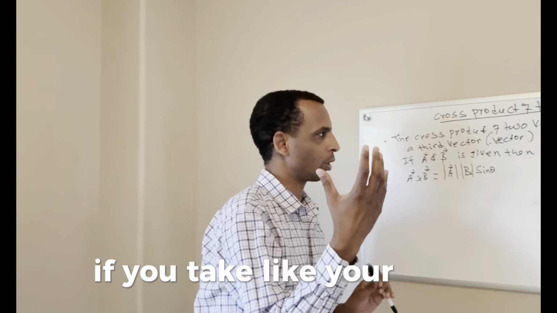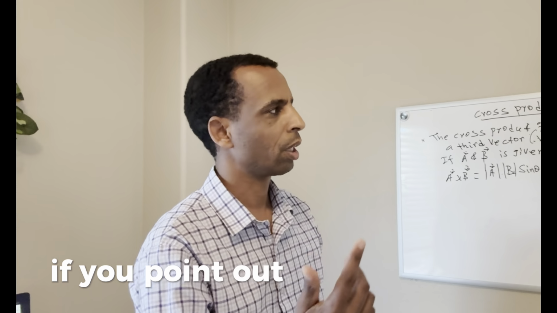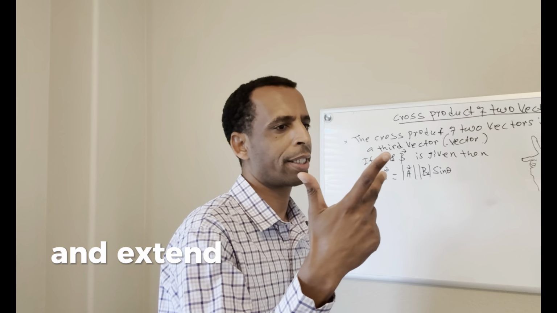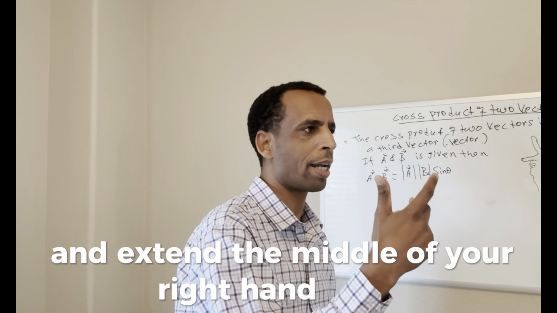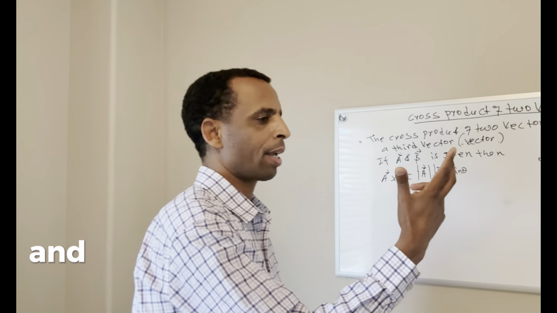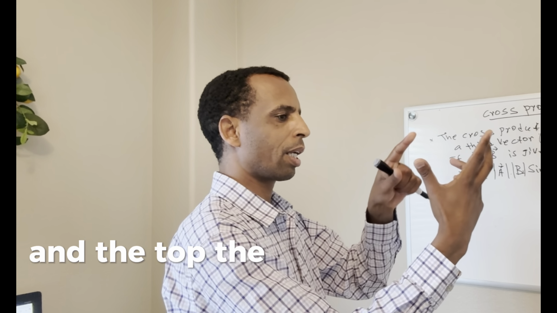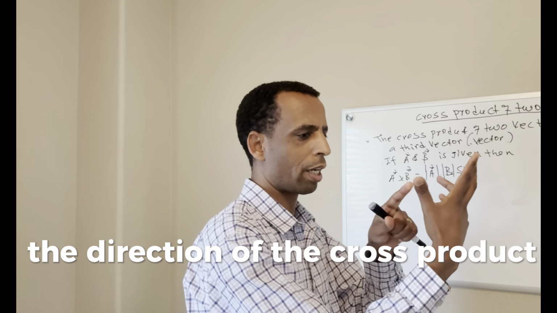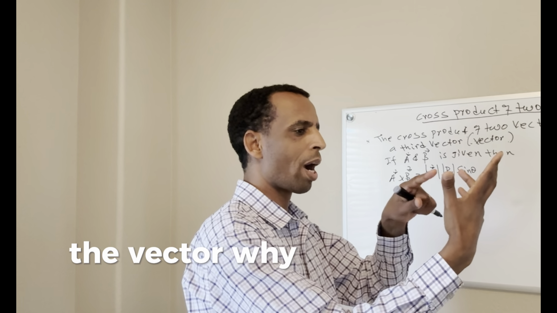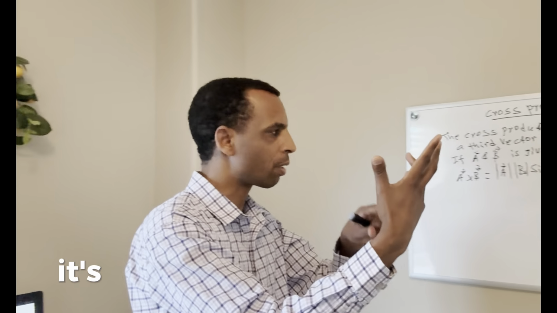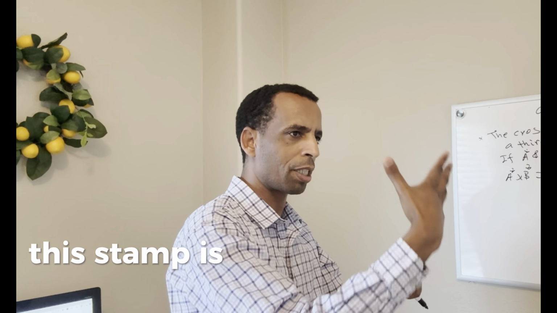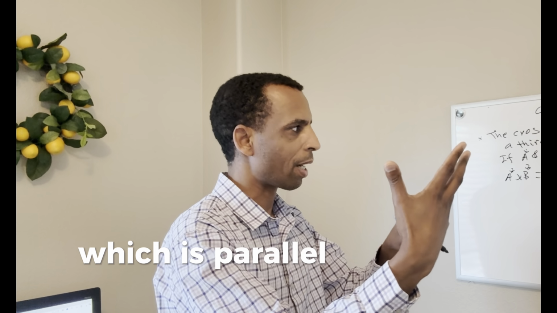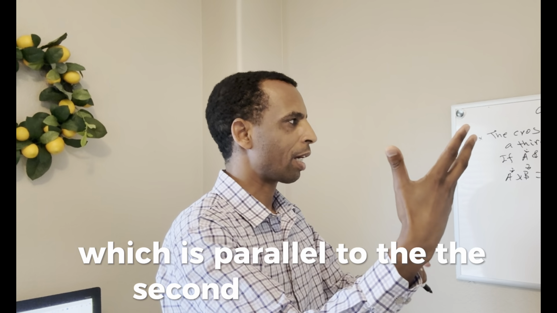If you take your right hand, point out the index finger, extend the middle finger, and the thumb indicates the direction of the cross product of the vectors. Why? Because this thumb is perpendicular to the plane, and it is parallel to the second vector.